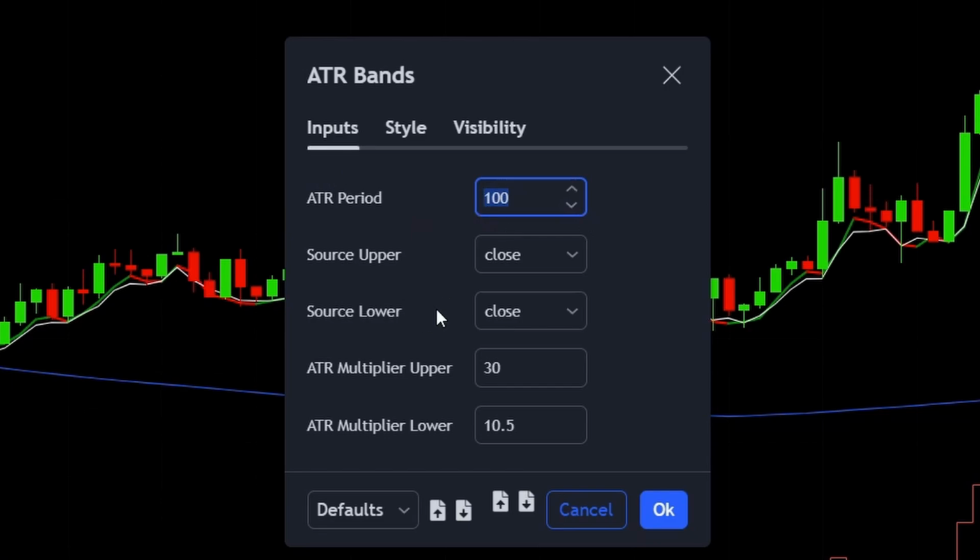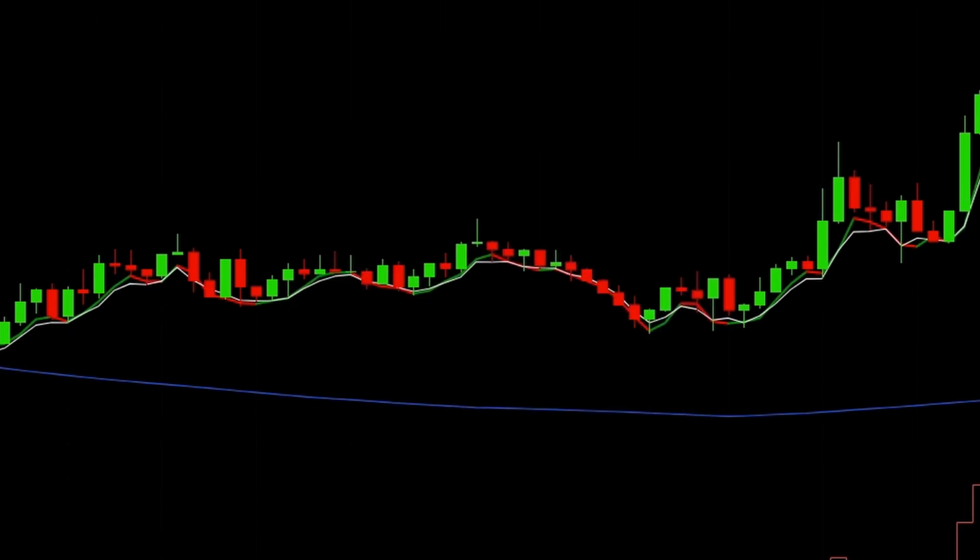Both the upper and lower source is set to close. The upper ATR multiplier, which is the take profit level, will be a 30, and the lower ATR multiplier, which will be our stop loss, is a 10.5. Keep in mind that this strategy is long only.